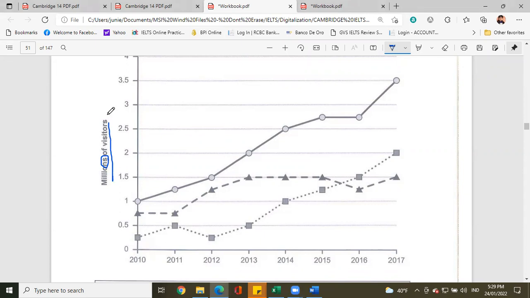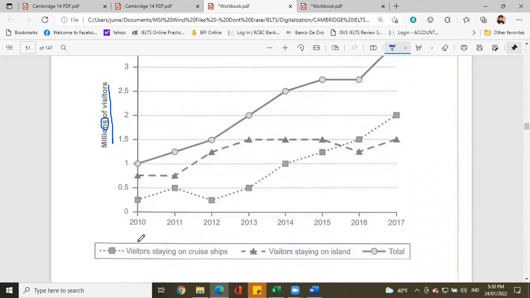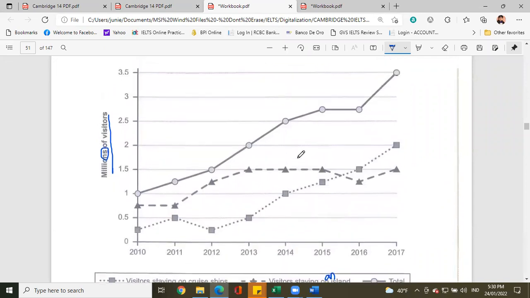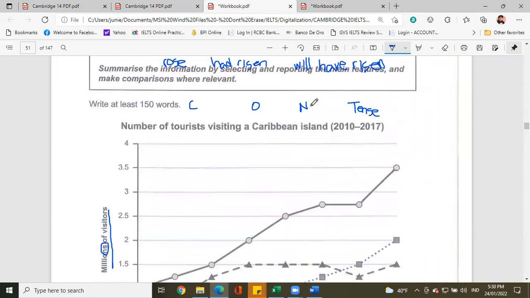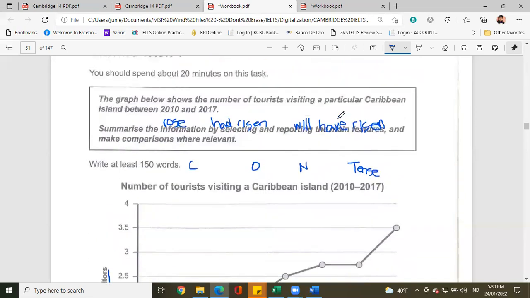Kahit nakalagay doon, millions of visitors. Yun. So, 500,000 yun, 250,000 yun. Ano pa? Visitors staying on cruise ships. Visitors staying on an island. And the total. Ooh, ang dali niya guys. Lahat paakyat. So, okay na yung nominals. Yung numbers lang yung problema. Tsaka, a Caribbean island. A Caribbean island.